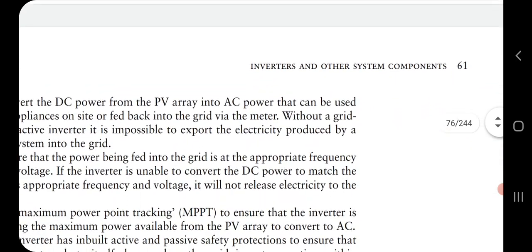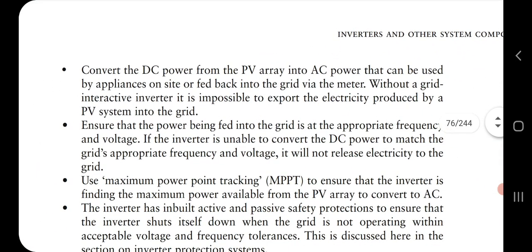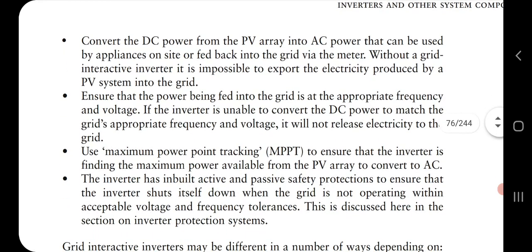Let us go through the functions one by one. It connects to DC power and converts it to AC, which can be used at the particular site, or given to the grid. It ensures that the power being fed into the grid has proper frequency and proper voltage. If it is not connected, or the frequency and voltage are not matching, then it will not work.